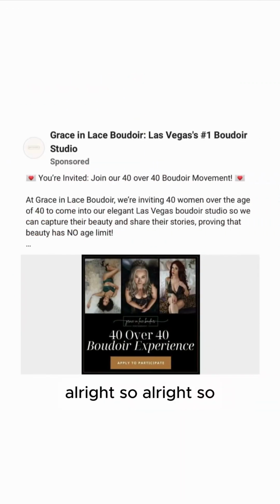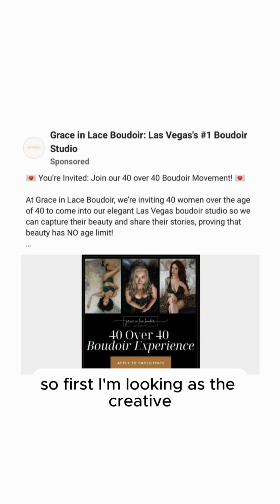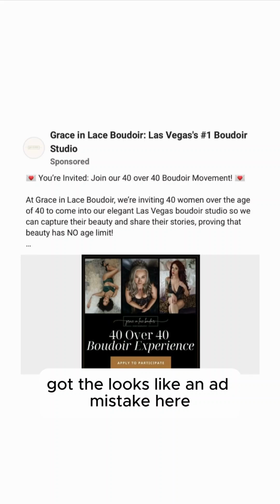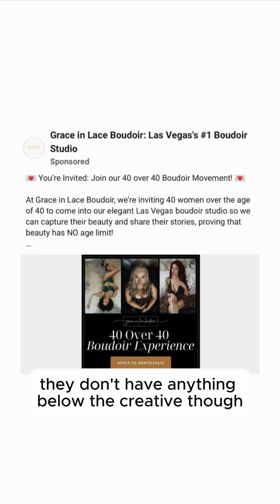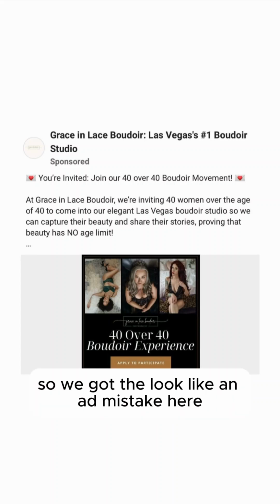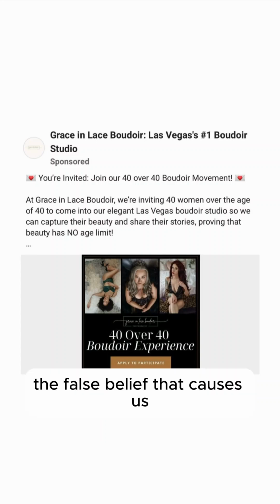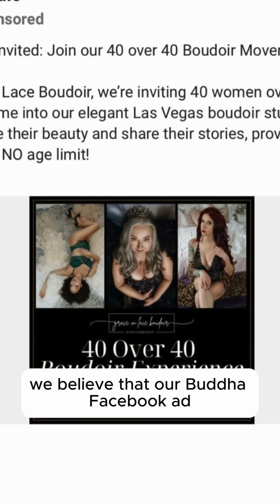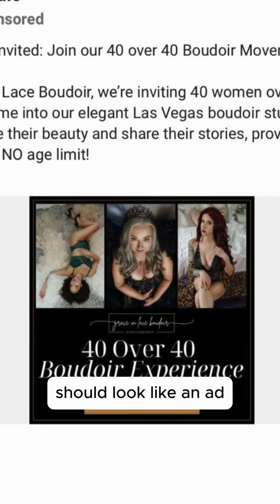All right, so looking at this one. First thing I'm looking at is the creative. So we've got the looks like an ad mistake here. They don't have anything below the creativeness, so that's good. The false belief that causes us to make this mistake is we believe that our Boudoir Facebook ad should look like an ad.